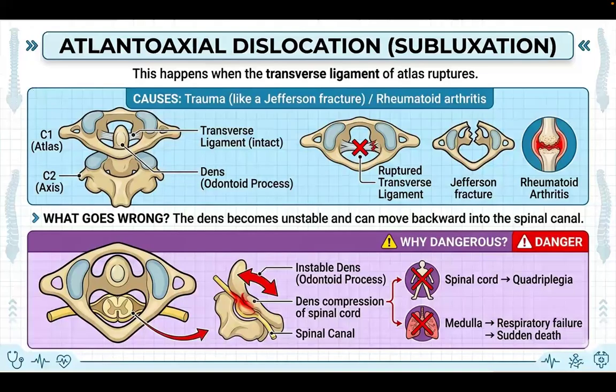Now, let's recall the clinical part. Atlantoaxial dislocation or subluxation happens when the transverse ligament of the atlas ruptures, which can be caused by trauma like a Jefferson fracture or rheumatoid arthritis. What goes wrong? The dens becomes unstable and moves backward into the spinal canal, which can compress the spinal cord, leading to quadriplegia, and if the dens compresses the medulla oblongata, it can lead to respiratory failure and sudden death.